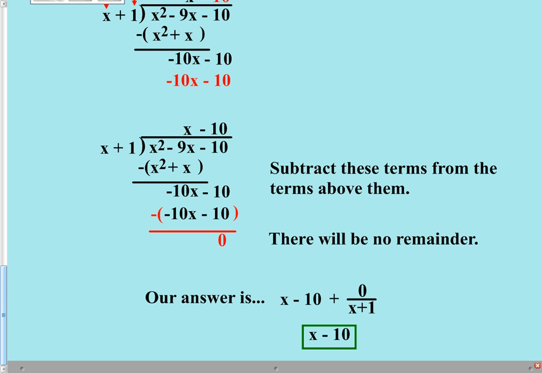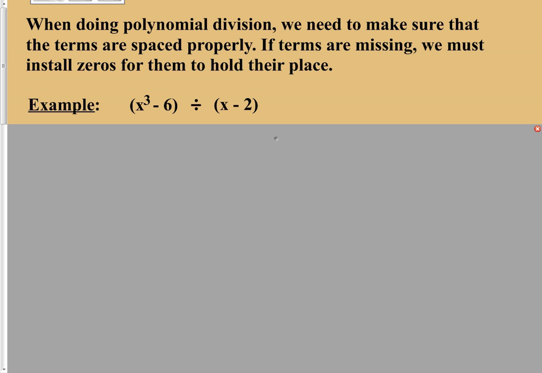Okay, now I'm sure there's a fair amount of confusion after looking at just that one example, so obviously we're going to look at another one together. Okay. Now, when doing polynomial division, there's also one other thing to watch out for. You need to make sure that the terms are spaced properly. If terms are missing, we must install zeros for them in order to hold their place.